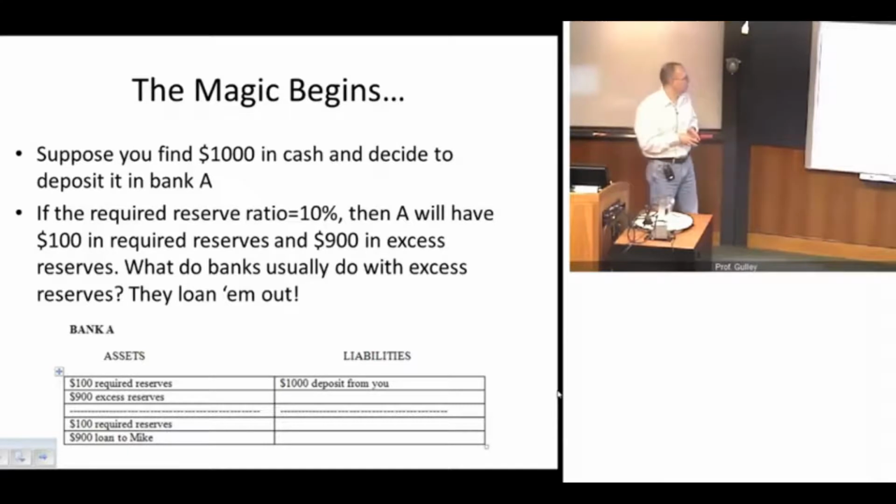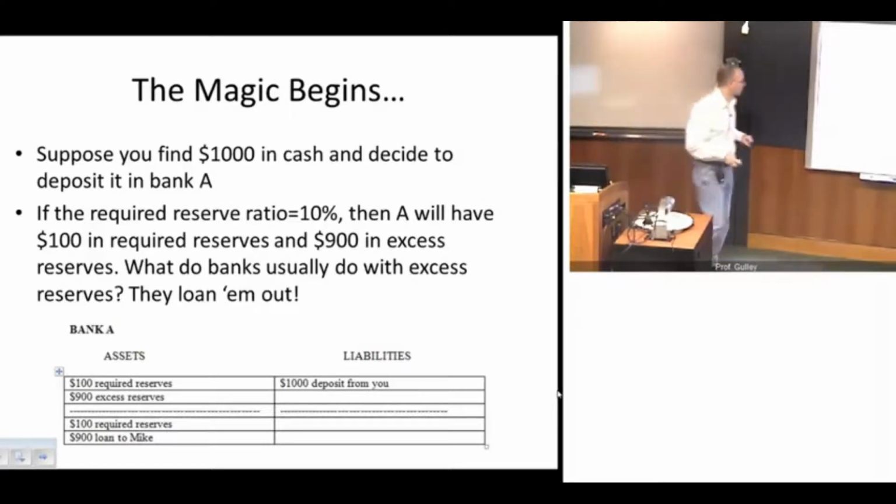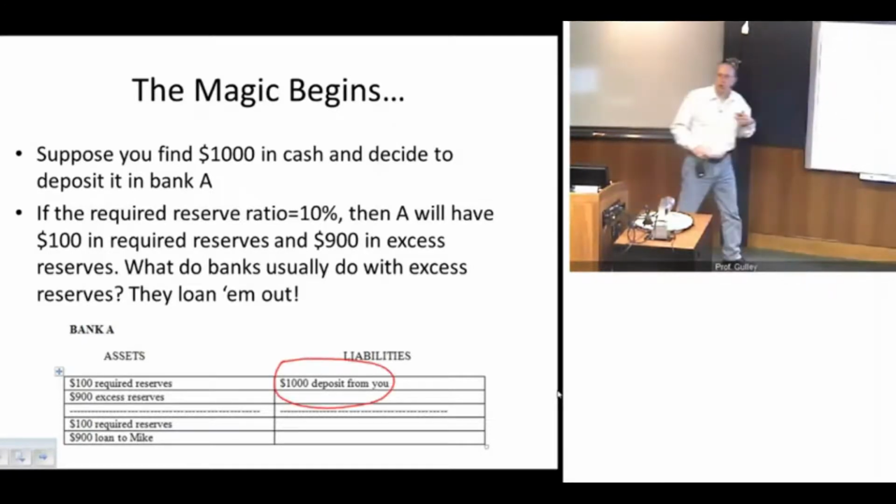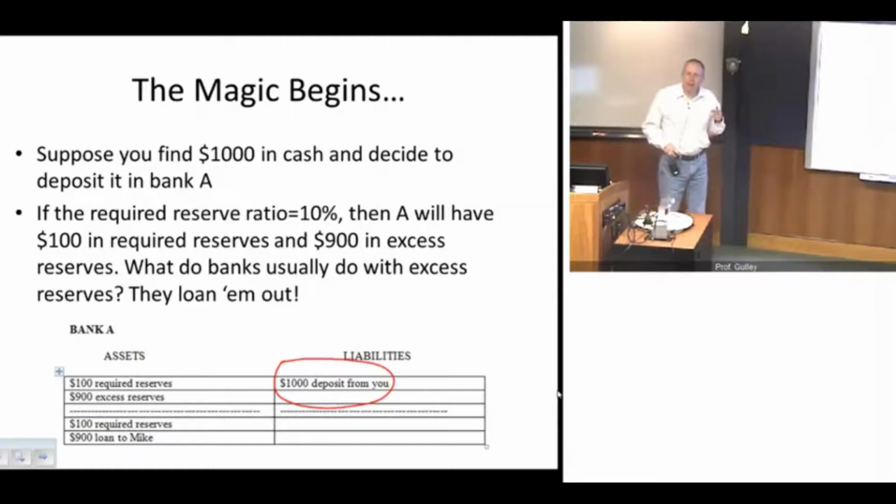What we want to do here is see what the bank's balance sheet looks like. When you make a deposit, for you, that's going to be an asset. But to the bank, that's a liability because the bank owes you that $1,000. If you want to write a check against it or take it out altogether, make a withdrawal, the bank has to pay that to you.